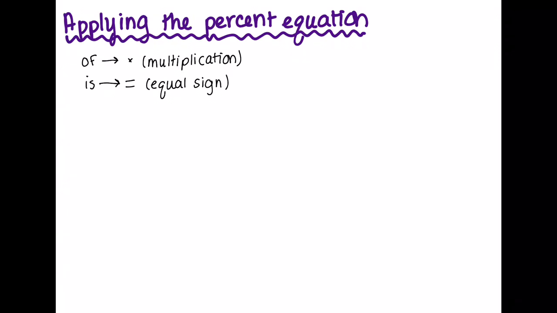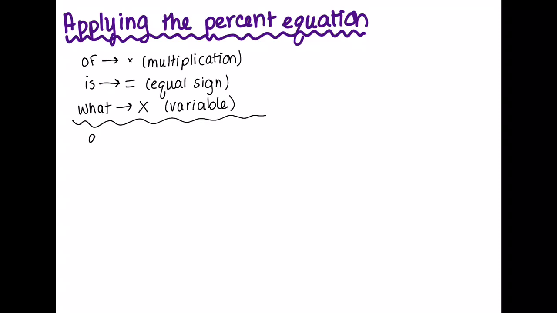And if you see the word what, and this could be like what percent, what number, just the word what, this is going to be your variable. You could use X, you could use N, you could use whatever makes your heart most happy. It's not going to matter. Do what makes your heart happy. So let's go ahead and see that in action.